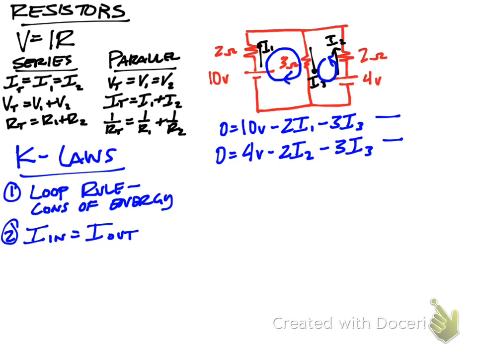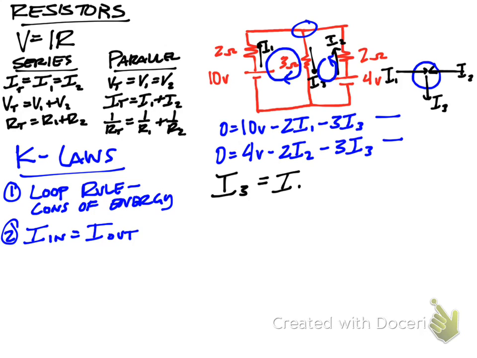And so what that means is, this is my node. If we did a close-up of our node, here's our node. We have I1 coming in, I2 coming in, and so we have to have I3 come out. And so what I'd say for that is that I3 is equal to I1 plus I2.